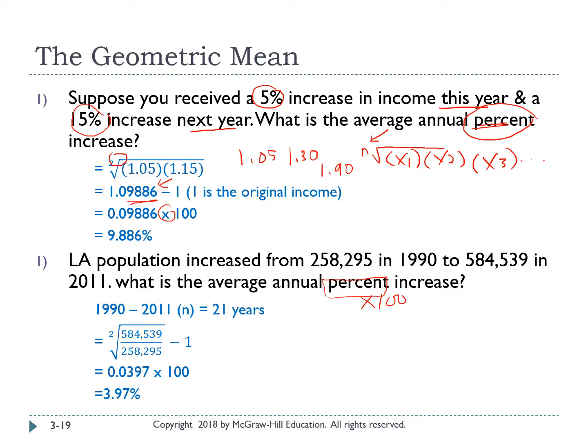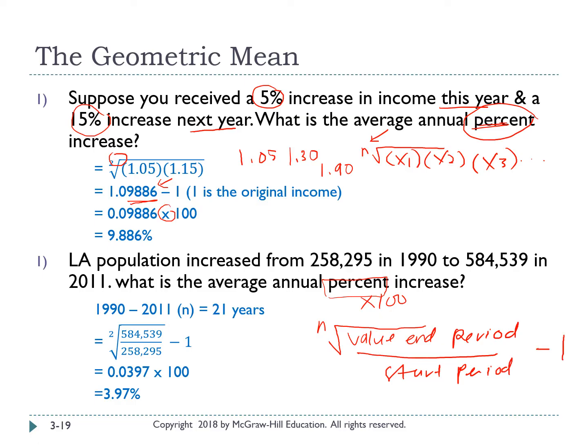Okay, so what is the formula for the second geometric mean? The formula is you have the n-th root, and then you take the value of the n period over the value of the start period. Okay, and then you have to minus 1. So this is the formula for the second geometric mean. So let's look at the example here.